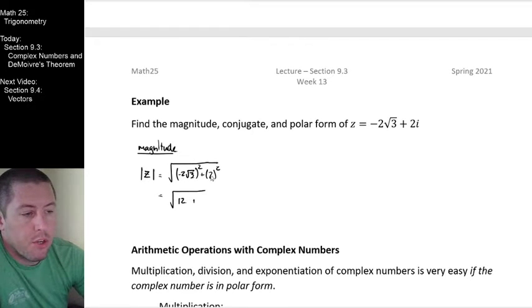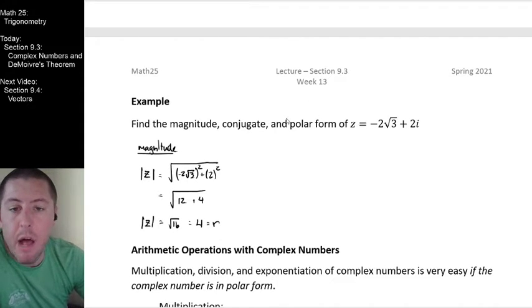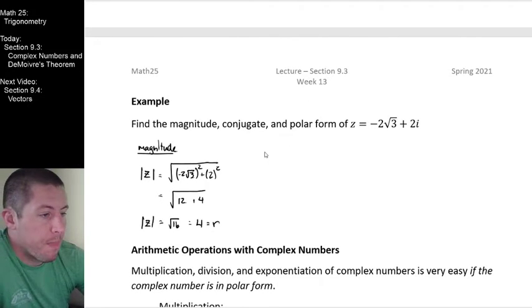Our other one here, 2 squared is 4. It looks like this is just the square root of 16, which is just going to be 4 for the magnitude of z. Now you should notice that this is also what we described as our radius term. It's our distance from the origin. That's going to be really helpful when we go to write this in polar form.